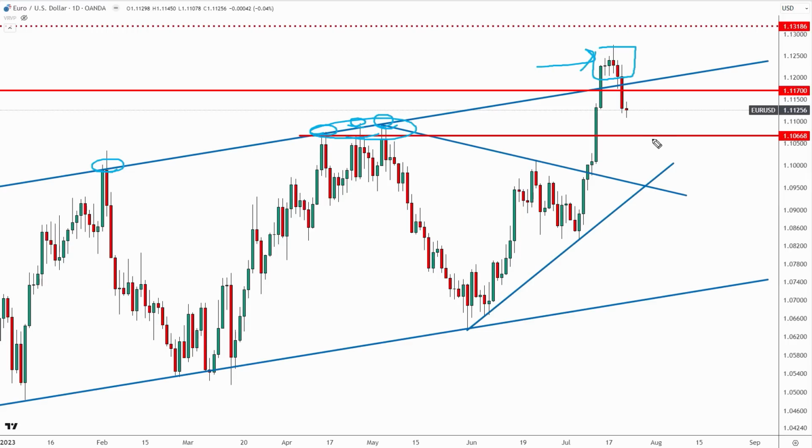And that's especially true when we look at the DXY. What I just talked about on the DXY is that potential pullback toward 100.8, which could equal a retest up here right around 111.70 to 111.80 for the EURUSD before that rotation lower.